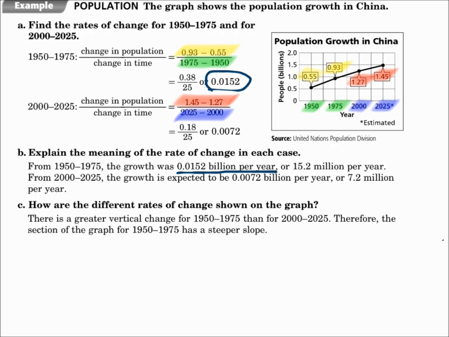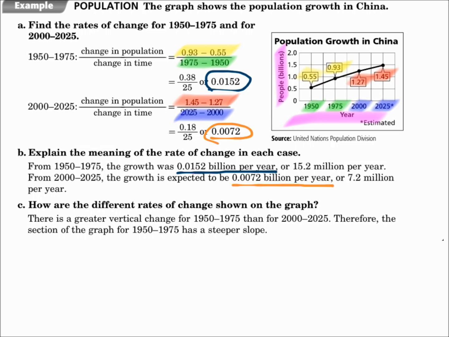From 2000 to 2025, it was about 0.0072 billion people per year, which is about 7.2 million people per year. So that's what those numbers mean. That is the population increase each year during that time. So we know that that's billions of people with the rate there because it says so on the graph. And that is per year because these are years on the other axis.